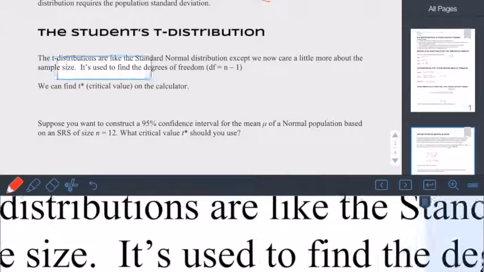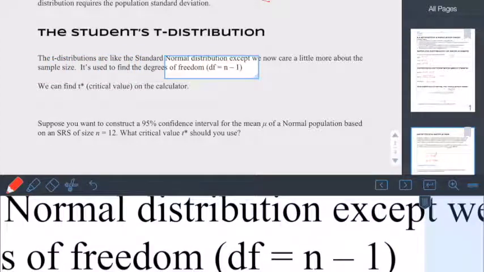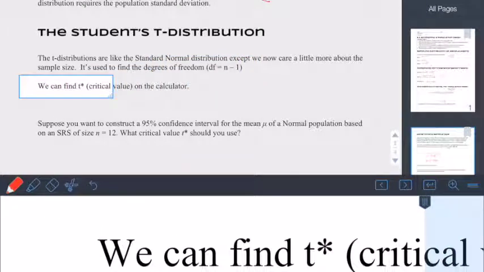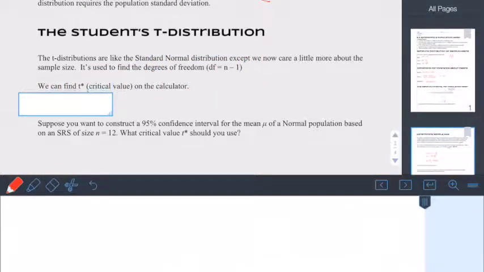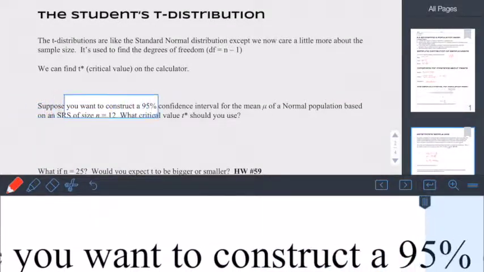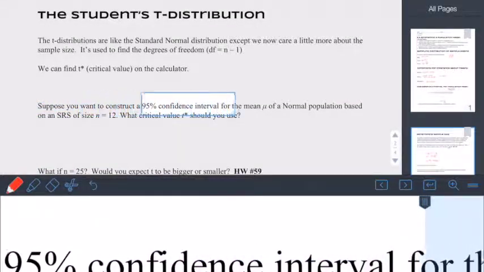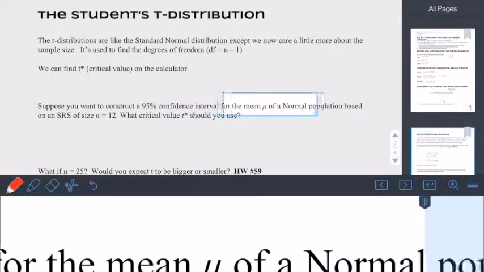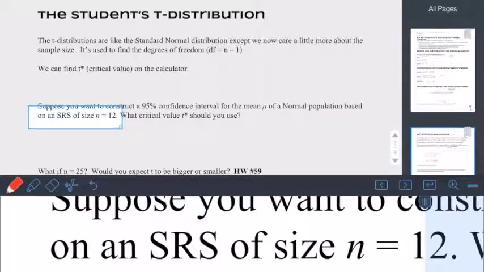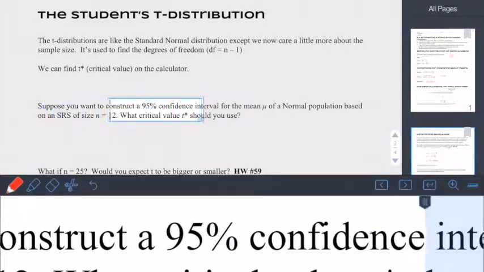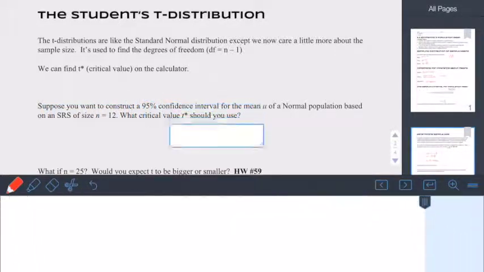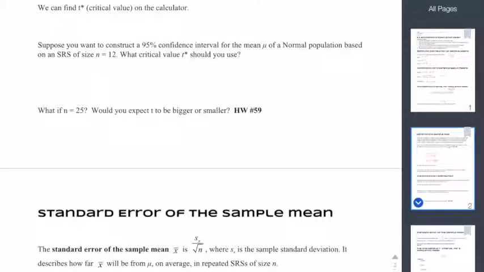It's used to find what's called the degrees of freedom. So degrees of freedom are whatever n is minus 1. I'll talk more about that in class a little bit. For now, just remember it's n minus 1. We can find t star, the critical value, on the calculator. So suppose you want to construct a 95% confidence interval for the mean mu of a normal population based on an SRS of size n equals 12. What critical value t should you use? So just like we did this before, I'm going to draw my distribution.